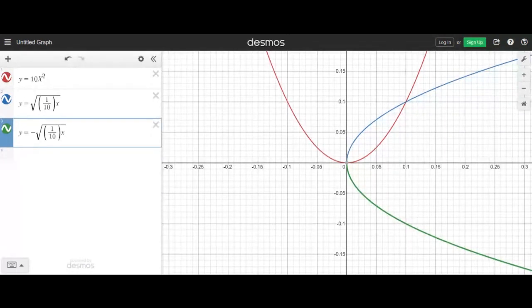See? There's the area right there. Okay, so what's the top function? And let me just see here.